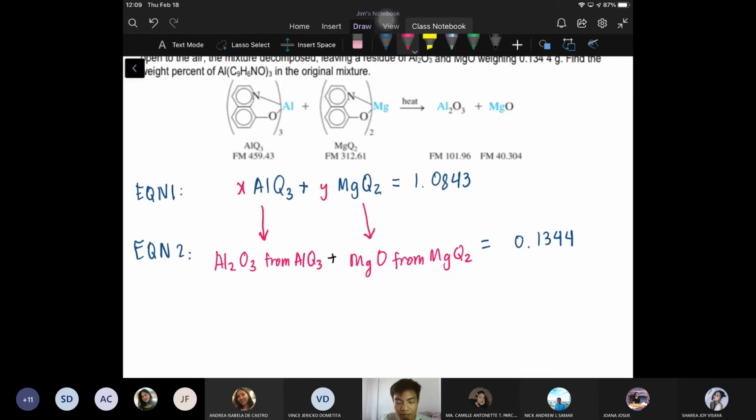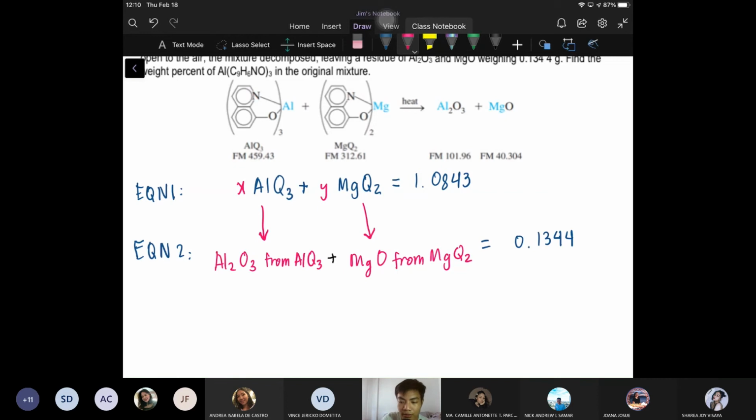Okay. So, I have my two equations. The first equation will be yung masses ng dalawang quinoline complexes is equal to ganitong mass. Sumunod na nangyari, sinunog ko yung dalawa. So, I converted my aluminum quinoline to aluminum oxide and my magnesium quinoline to magnesium oxide. Yung sum daw ng dalawang oxide na to is equal to this one. Ito na yung final weight nila. So, ang tanong dyan, solve for the value of X and Y. Okay. So, actually, weight percent, no? So, hanapin mo yung percent weight ng aluminum quinoline sa sample mass mo.